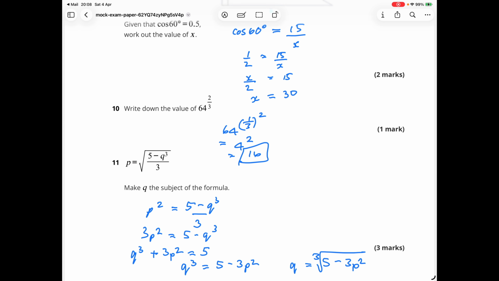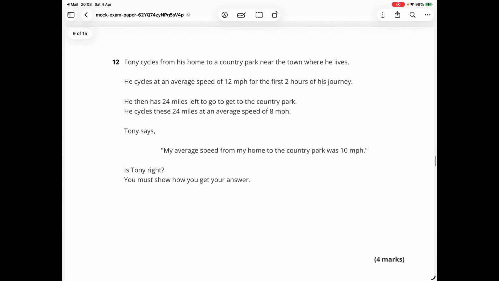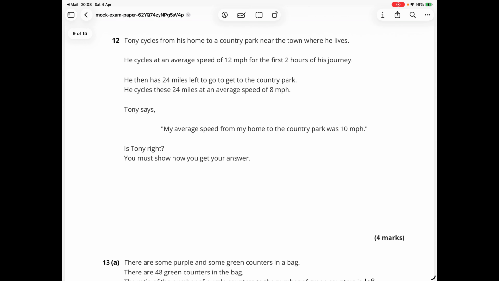Always pleasant. Right, Tony cycles home from the country to a country park near the town he lives. He cycles at an average speed of 12 miles per hour for the first 2 hours of his journey. So that means he goes 24 miles in the first 2 hours. He then has 24 miles left to get to the country park. He cycled these 24 miles at an average speed of 8 miles per hour. So that takes him 3 hours.